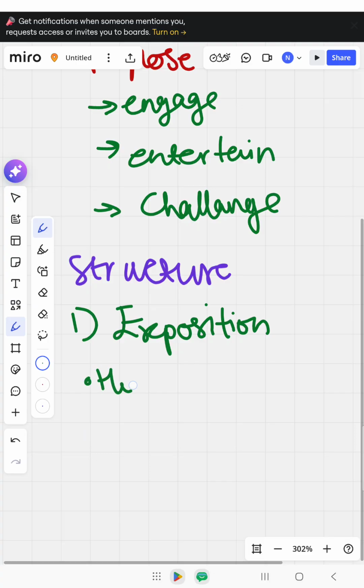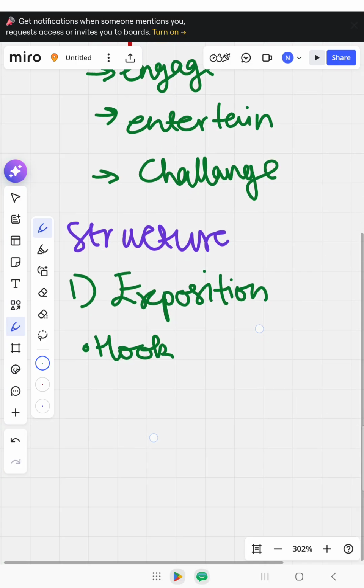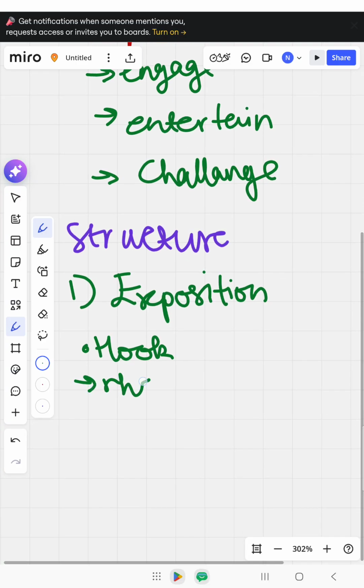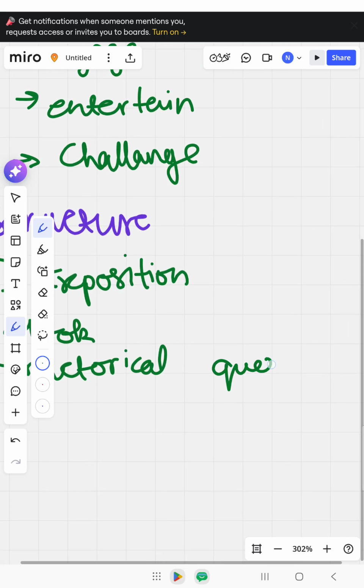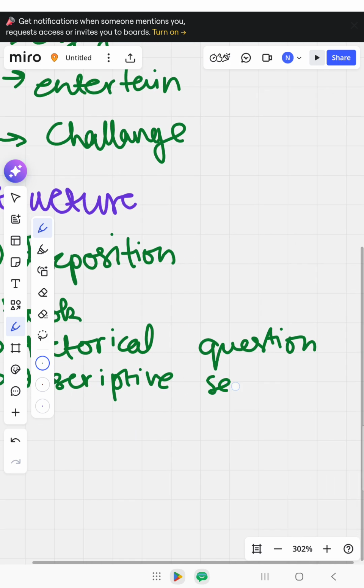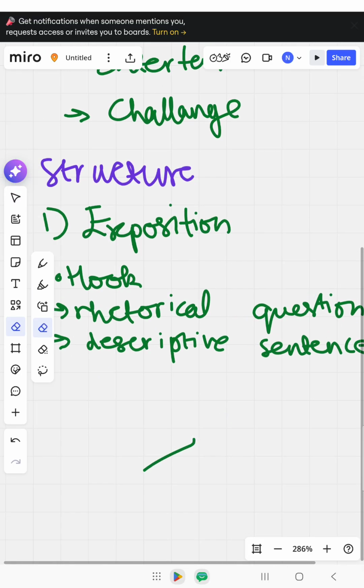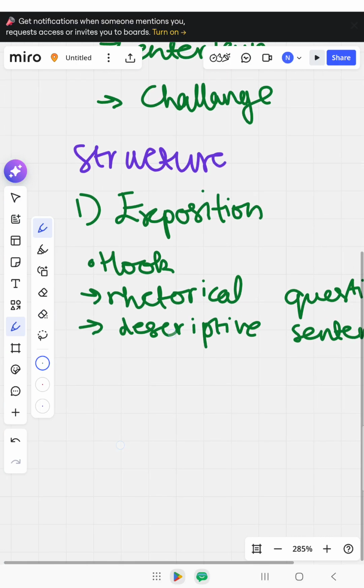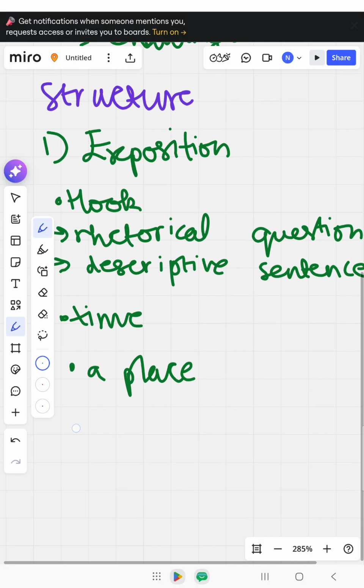So a hook first. Hook is what brings in the reader. This can be in the form of a rhetorical question, or a descriptive sentence. So first we have our hook. Then we need to establish a time, a place, and we have to set the tone.